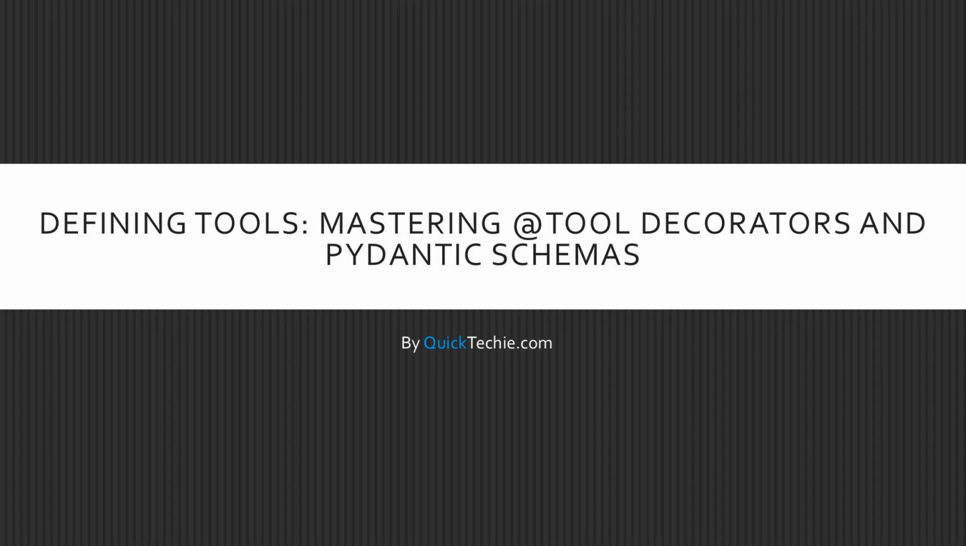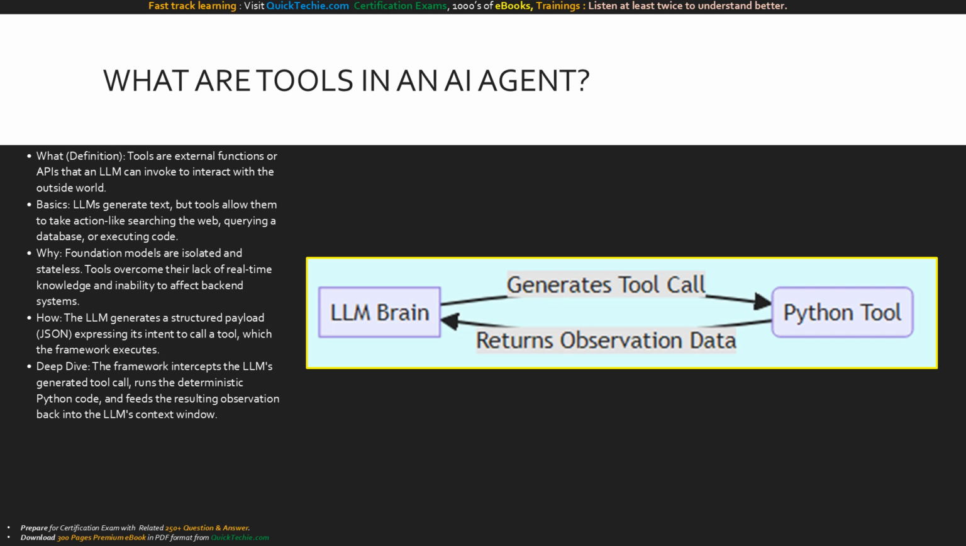Welcome back, AI developers. Today, we are diving into one of the most critical aspects of building agentic AI, defining tools. Specifically, we will master the tool decorator and Pydantic schemas to give your large language models robust, error-free, real-world capabilities. Let's get started. Let's begin by defining what a tool actually is in the context of large language models.